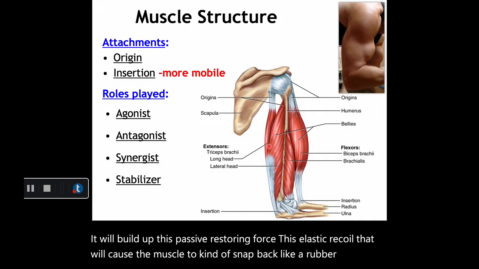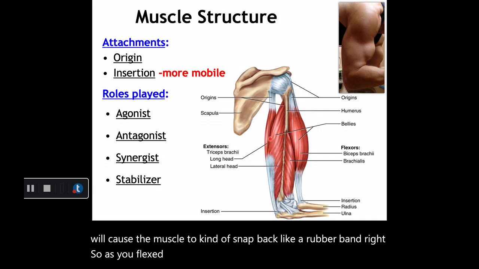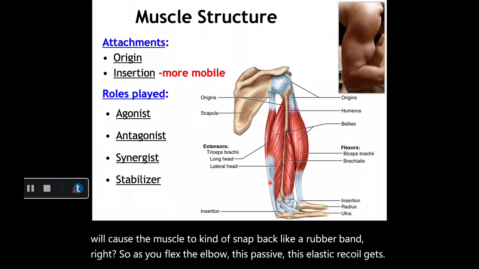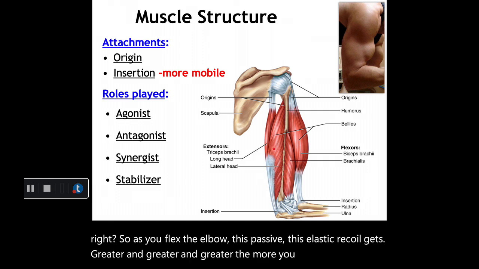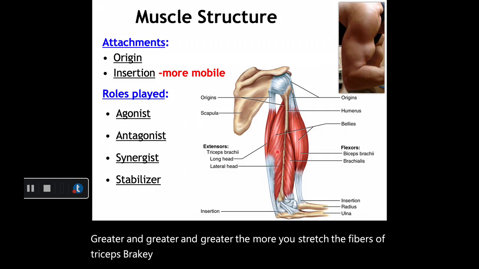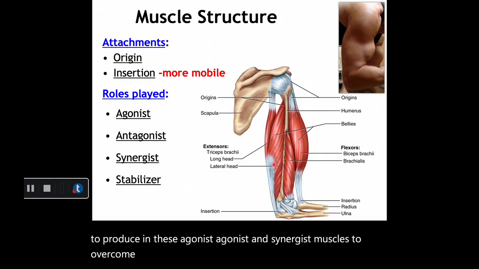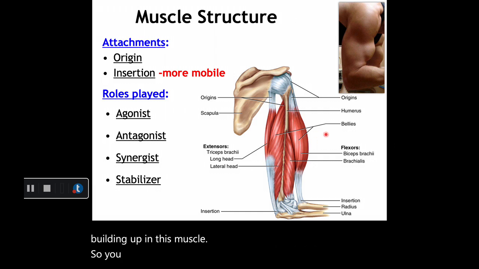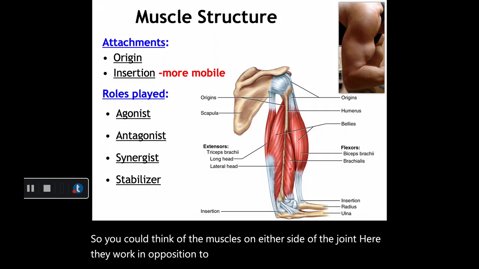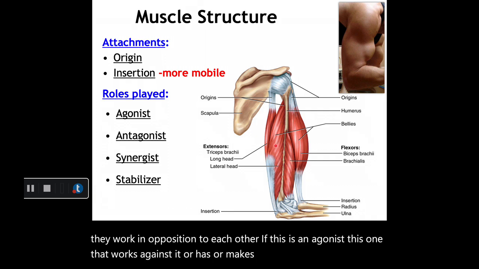Right? So as you flex the elbow, this elastic recoil gets greater and greater and greater the more you stretch the fibers of triceps brachii. And the more it's stretched, the more force you have to produce in these agonist and synergist muscles to overcome that passive restoring force, that elastic recoil that's building up in this muscle. So you could think of the muscles on either side of the joint here, they work in opposition to each other. If this is an agonist, this one that works against it or makes it work harder is the antagonist muscle.